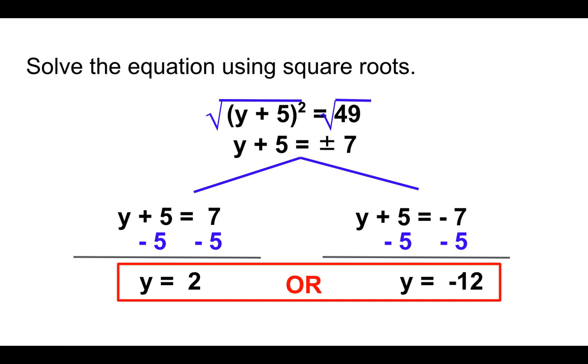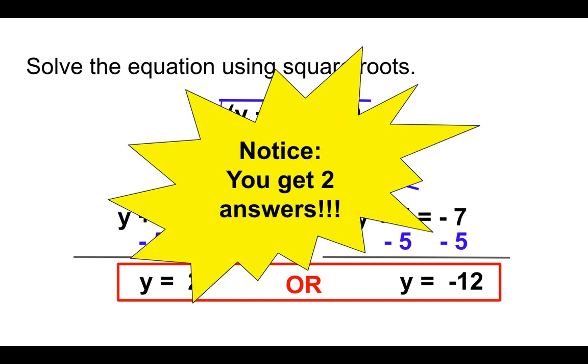Notice we can plug both of these y values into the original equation. If I plug in a 2, 2 plus 5 is 7. 7 squared is 49, so that is correct. If I plug in a negative 12, I get negative 12 plus 5 is a negative 7. When you square a negative 7, you also get 49, so it works. You can always plug in to check your work. Notice you get 2 answers, and that is really important for solving with square roots. Do not forget your plus or minus.